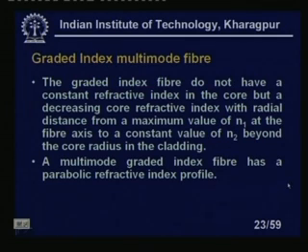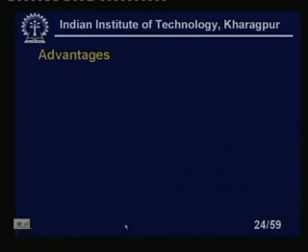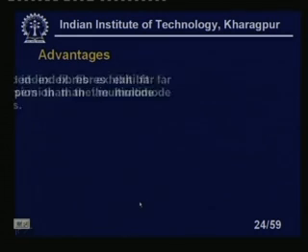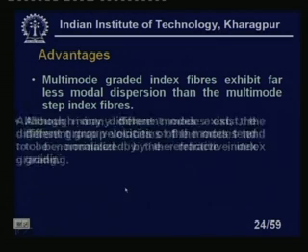So, the multimode gradient index fiber has a parabolic refractive index profile. The gradual decrease in the refractive index from the center of the core to the cladding creates many refractions. Advantage, what are the advantages? The multimode gradient index fibers exhibit less modal dispersion than the multimode step index fiber. Reasons I will tell you.